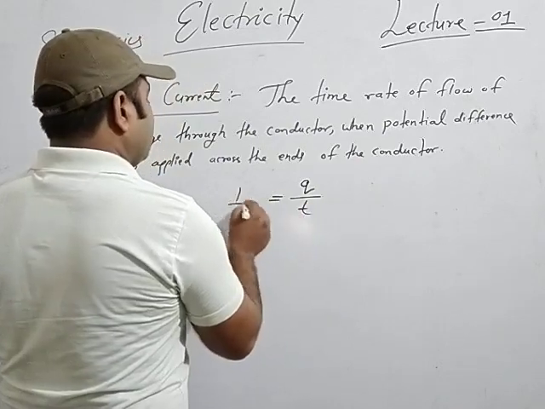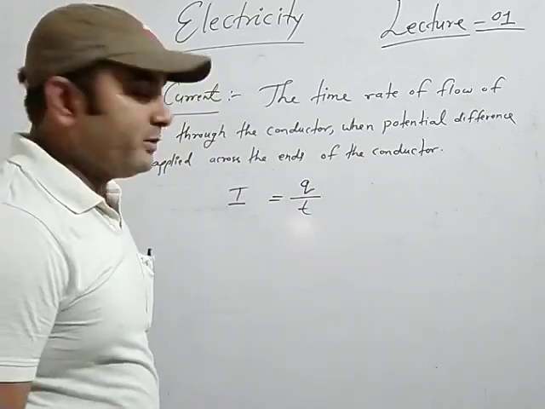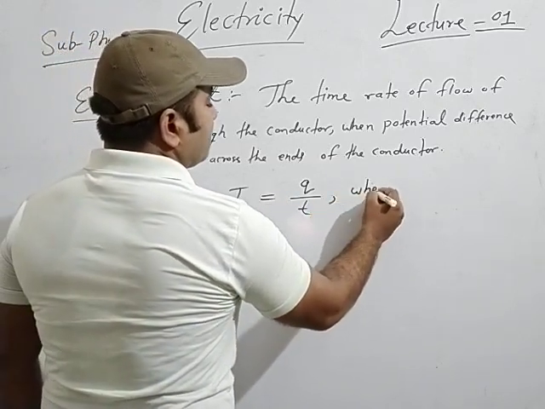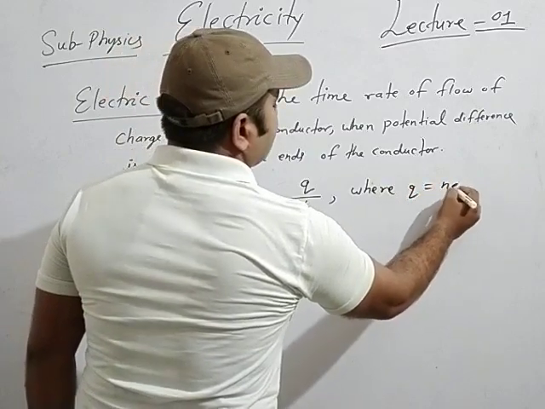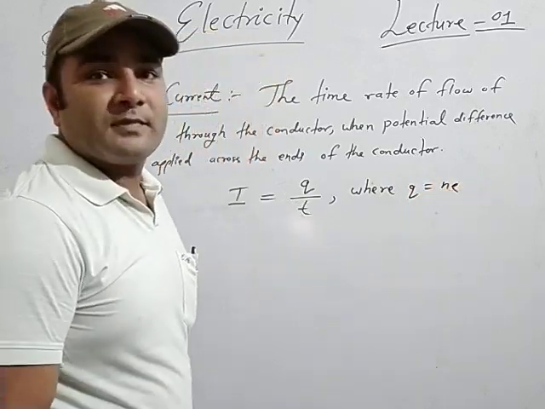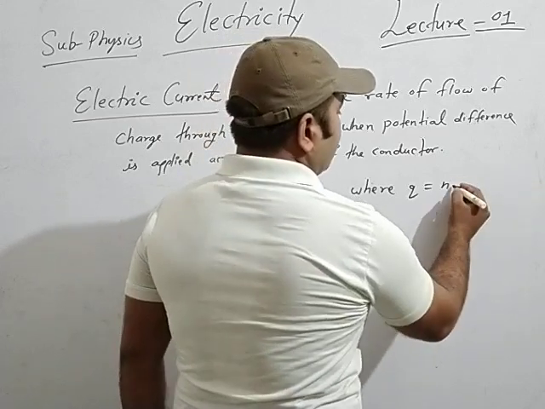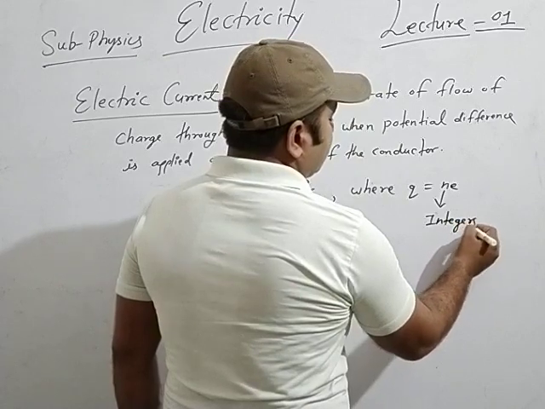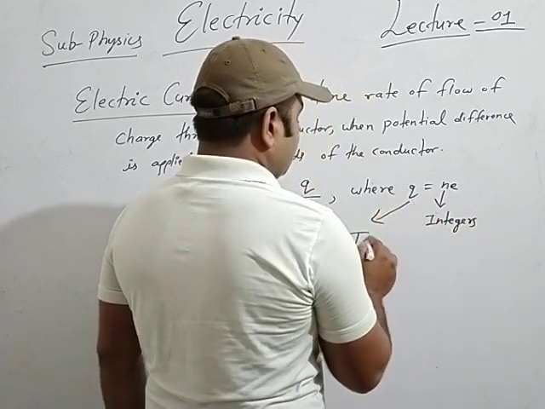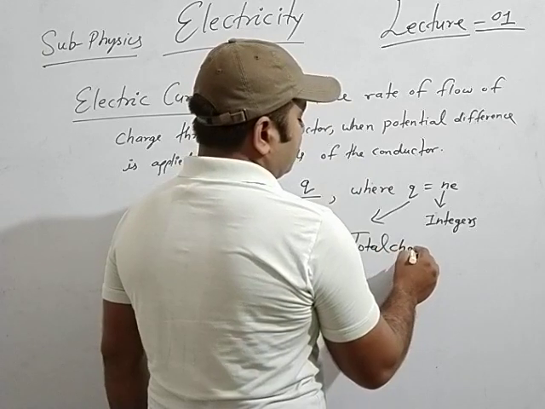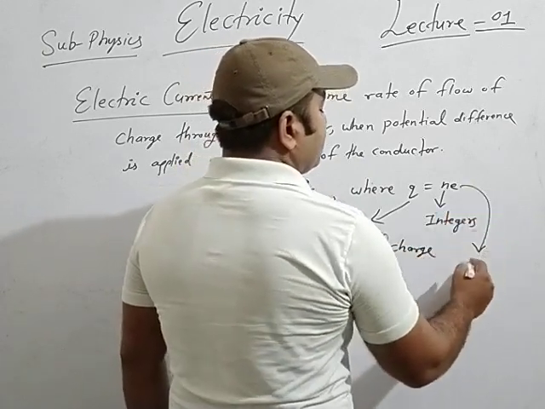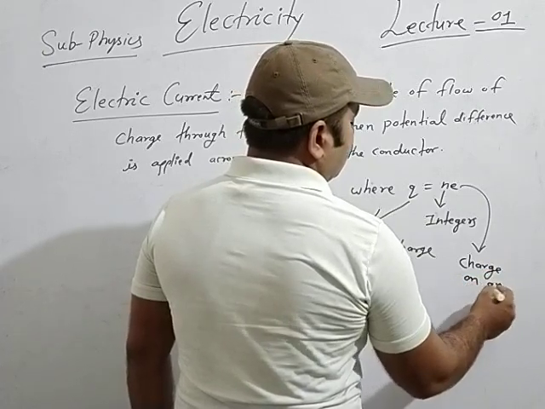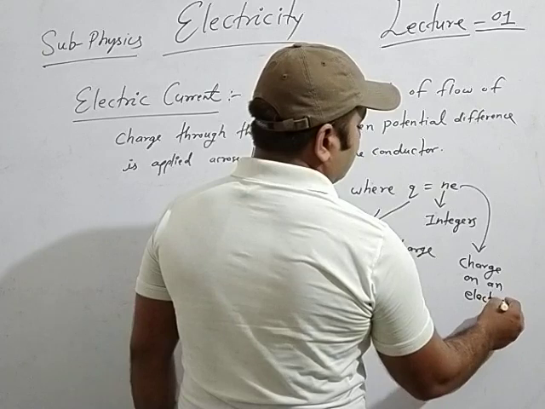Then this is the concept of what? Electric current. I equal to Q by T, where Q is equal to NE, where N is an integer and Q means total charge, where E is the charge on an electron.